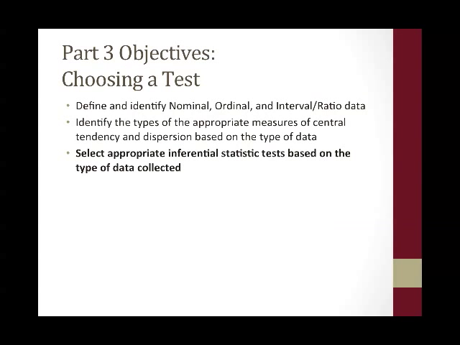In Part 1, we defined and identified nominal, ordinal, and interval ratio data. In Part 2, we learned to identify the types of appropriate measures of central tendency and dispersion based on the type of data. In other words, we looked at descriptive statistics. In Part 3, we will be looking at selecting appropriate inferential statistic tests based on the type of data collected. That way you can determine if there is any significant difference within your groups.